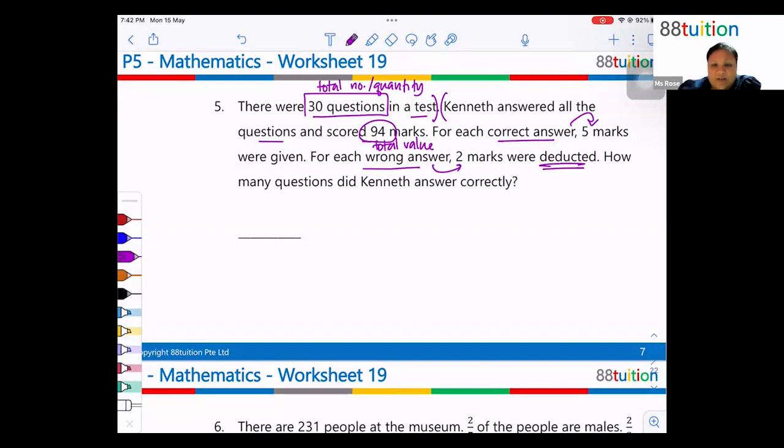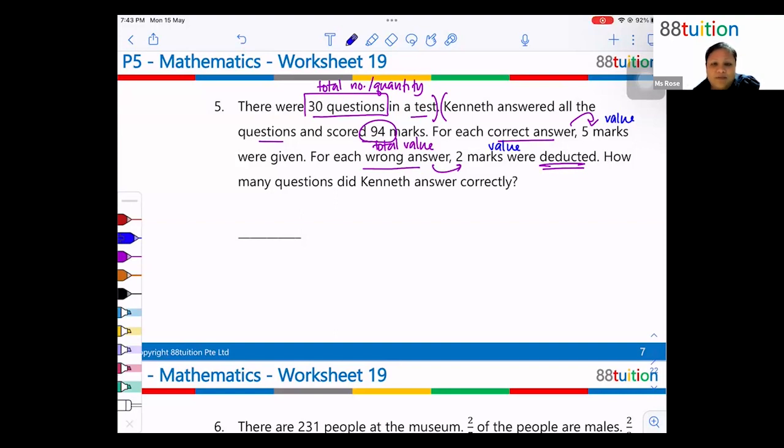Now, when you see this kind of question where you have 2 totals and 2 values, this is one value and this is another value. 2 totals, 2 values. How would you solve this kind of question? Anyone? How would you solve this kind of question? Grouping. Or guess and check? Quantity times value? Guess and check. So thank you, Dan.